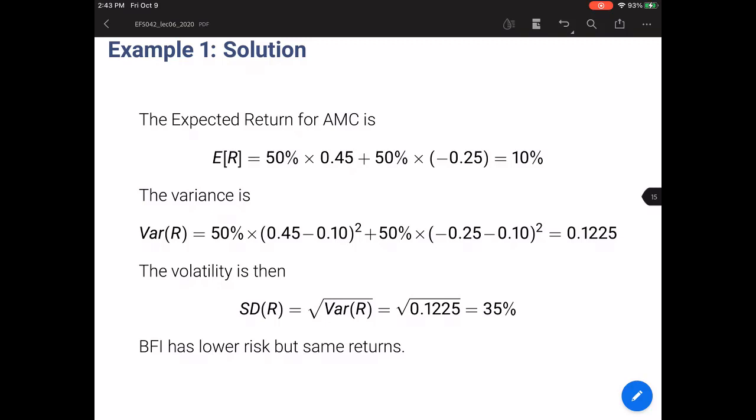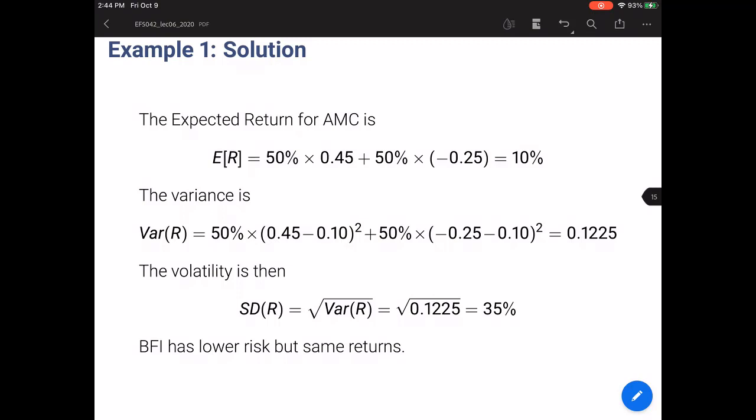The variance, however, to reiterate, is simply calculated the same way as before. We're taking the weighted average of the deviation away from the mean squared for each possible state of realization. So in the case in which the stock increases by 45%, we demean it, we subtract 10%, and then we square it. For the case in which the stock declines by 25%, we again demean it by 10%, and then we square the difference. And then take the weighted average, we get 0.1225, and then square rooting this variance, we get the volatility, or standard deviation, and that gives us 35%.